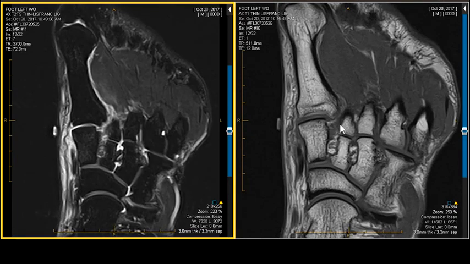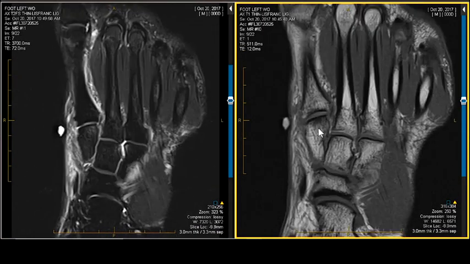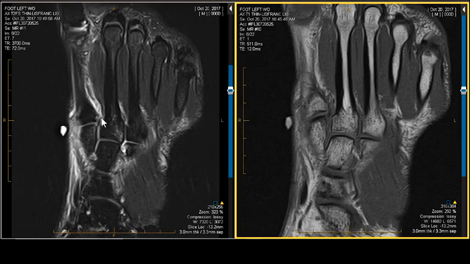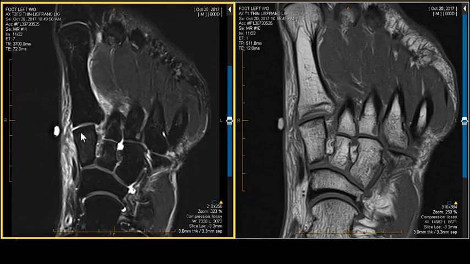This is down in the interosseous area, and we'll go up. There it is. There's the dorsal ligament. So the dorsal ligament's torn, the interosseous ligament is torn, and the plantar ligaments are torn. All three layers of the Lisfranc are torn. I might have a few words to say about that.